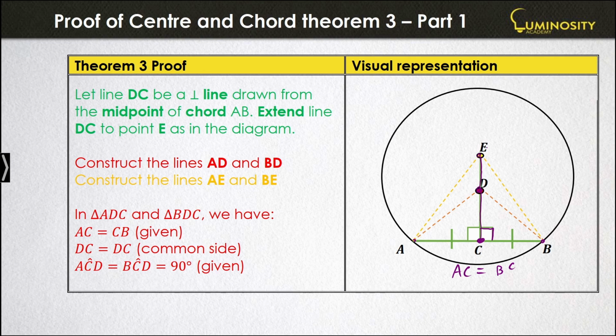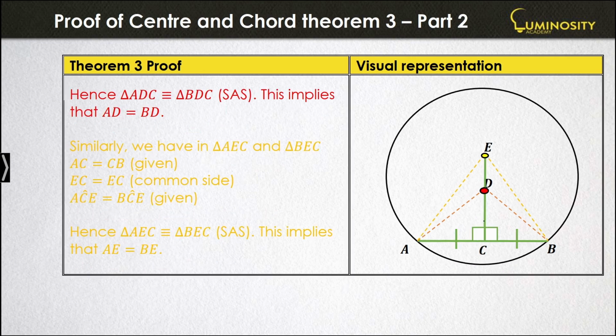In triangle ADC and in triangle BDC, what do we have? Well, we have AC equals BC, that's the midpoint. We were given that in our hypothesis. DC equals DC, it's a common side to both triangles. Okay, and then angle ACD and angle BCD is 90 degrees. We were given that this line is perpendicular to the chord.